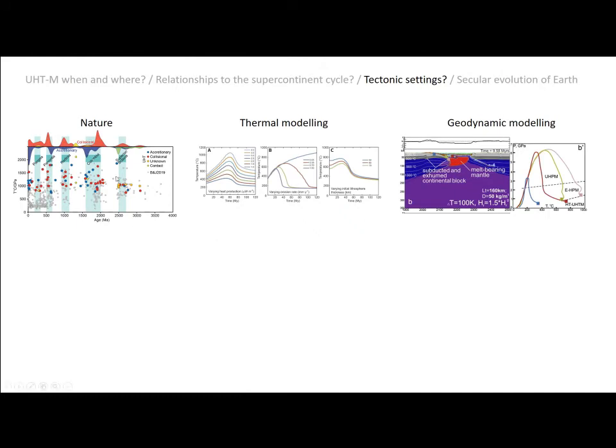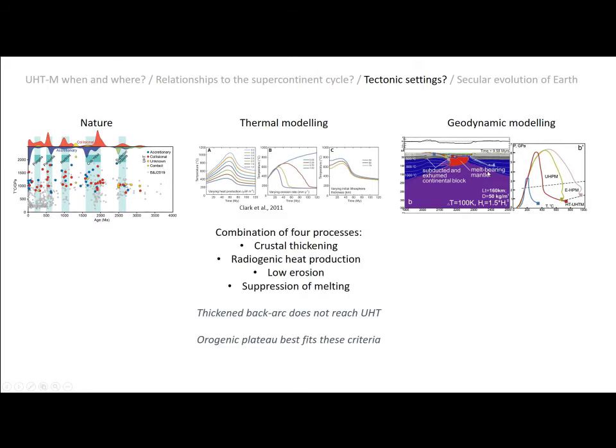We can achieve this through interpretation of the geological record, but also use thermal models and geodynamic models. Now, I don't have the time to delve into all these in detail. I'm going to summarise the results of one of the seminal thermal model studies. This was done by Chris Clark and colleagues, published about 10 years ago now.